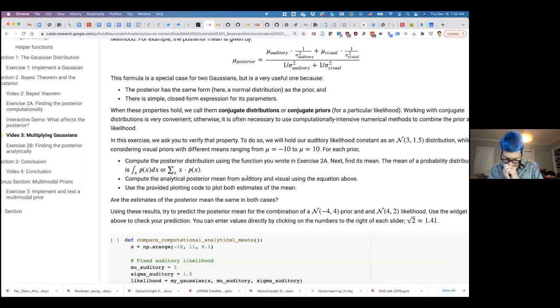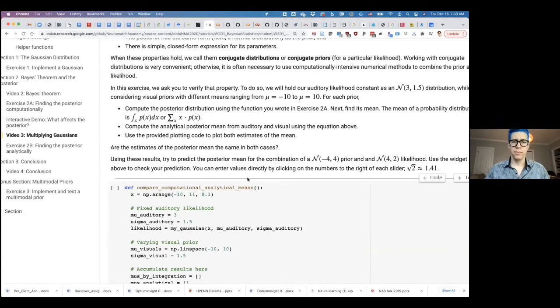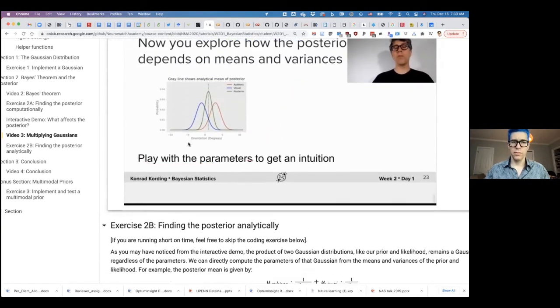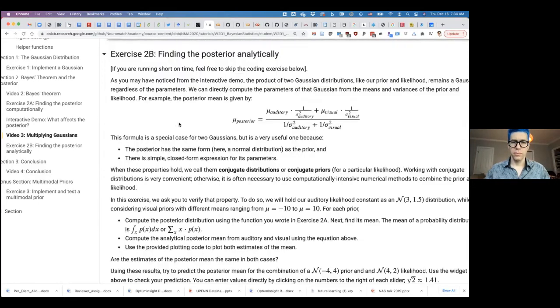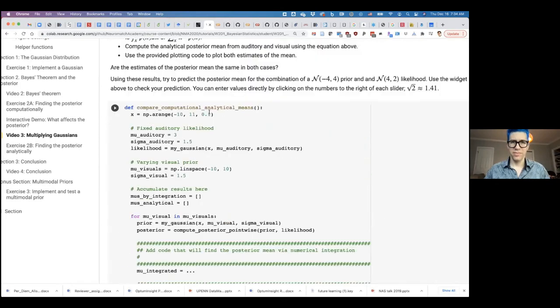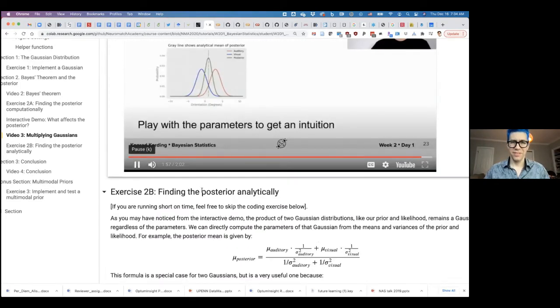So we prepared a little widget, which we want you to explore how the posterior depends on the means and the variances. So please play with the parameters to get an intuition. So much of neuroscience and neurotheory is built on Gaussians.